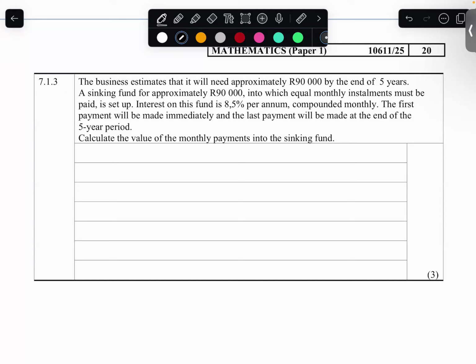If you start at the start of a month and you end at the start of a month, there's no added payment. If you start at the end of a month and you end at the end of a month, there's no added payment. But if you start at the start of a month and you end at the end of a month, then there's an added payment. So if the first payment is at the start and the last payment is at the start of the last month, then there is no added payment.